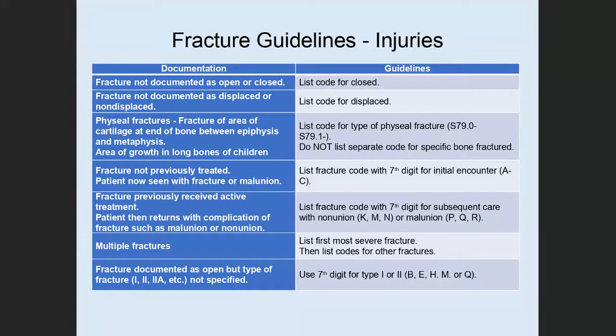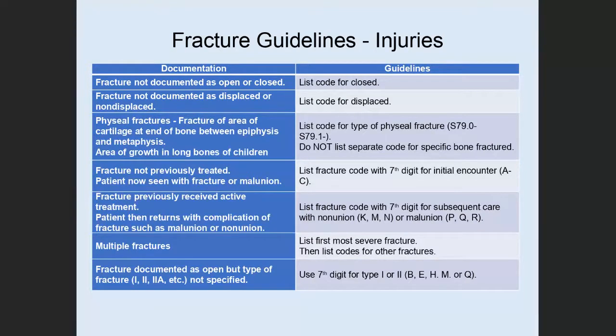If the fracture previously received active treatment and then the patient returns with a complication such as malunion or nonunion, you're going to use one of those subsequent care K, M, N or P, Q, R 7th digits. Remember, throughout all of this, you're using the same code indicating fracture and the location. The only thing that's changing throughout the treatment is that 7th digit.